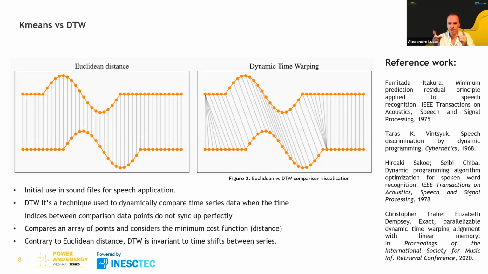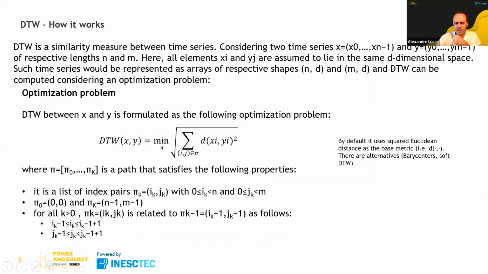It's time invariant because it creates an array and it matches one point with at least another point from the other wave. In practice, it takes two waves, such as a given wave with size n in a space D and another wave m in the same space D. It creates these arrays and tries to minimize all these distances. By default, it uses a squared Euclidean distance as the base metric. There are different variants to this problem. I've mentioned here the barycenters or the soft dynamic time warping that have slight changes to this equation, but this is the default one, and I think it would be clear if I present it here.